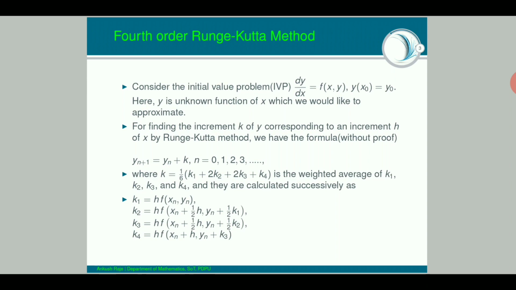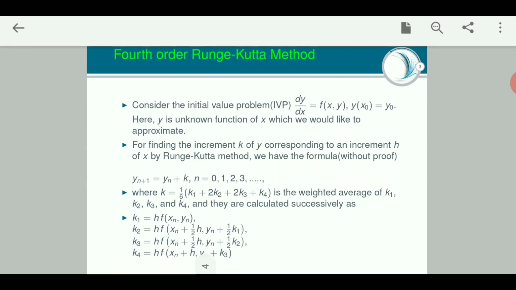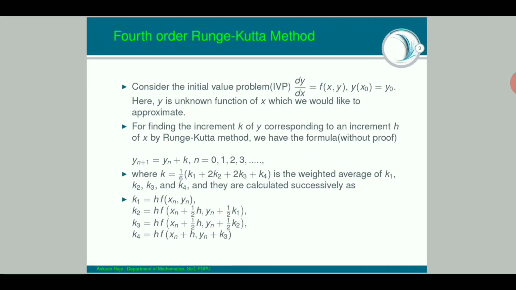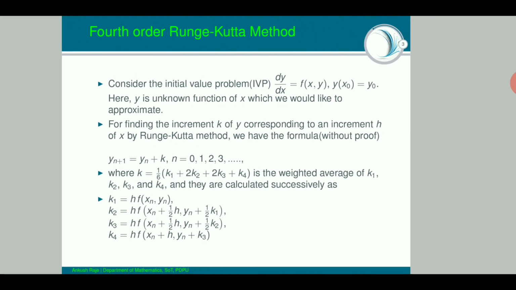And what is that? It is the weighted average of k1, k2, k3, k4, and they are calculated successively. Basically they are weighted averages of the slopes, because k1, k2, k3 and k4 are the slopes. We have seen slopes in Euler's method, we have seen slopes in modified Euler's method. Similarly, these k1 to k4 are the slopes here in the Runge-Kutta method. There should be some formulas for them.